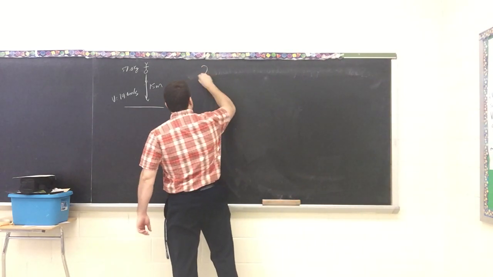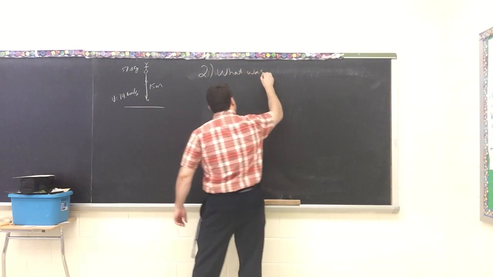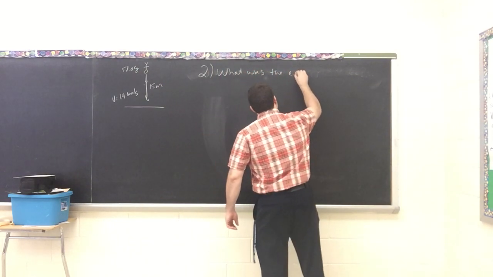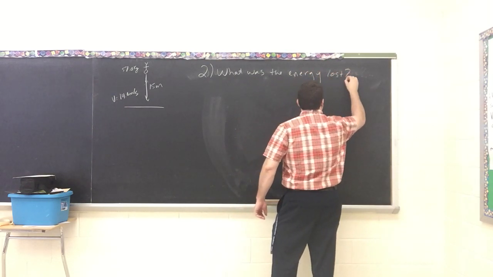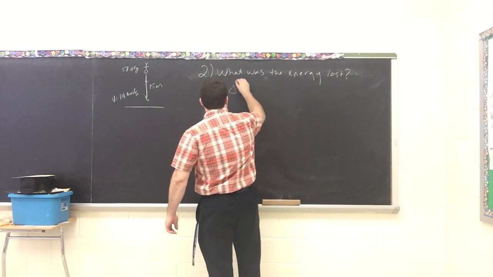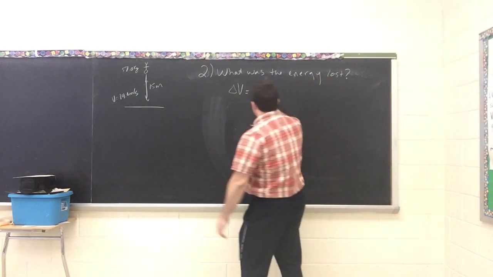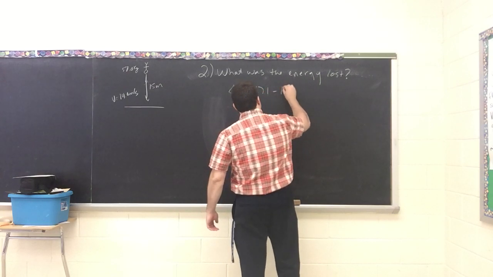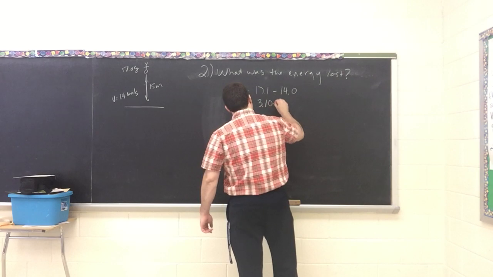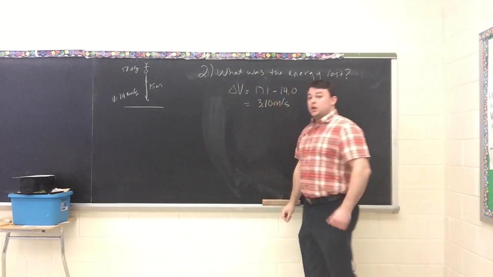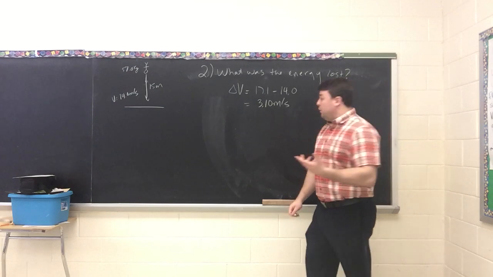So we're in our second part here. Number 2, what was the energy lost? So, delta V, the change in velocity for this problem, was 17.1 minus 14.0. This equals 3.10 meters a second. Which, if we have a change, means we have a loss in kinetic energy. So we go back to EK.